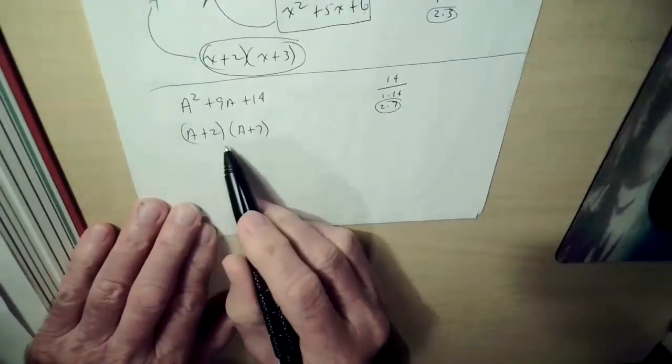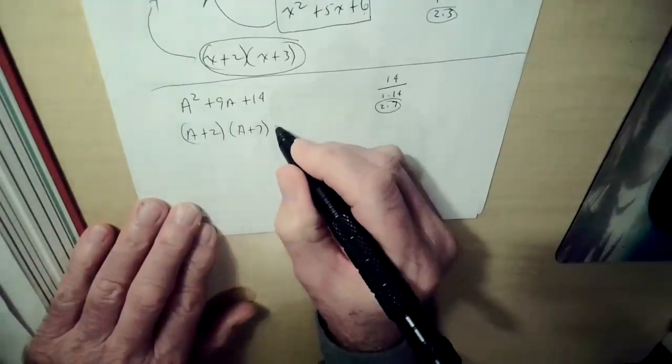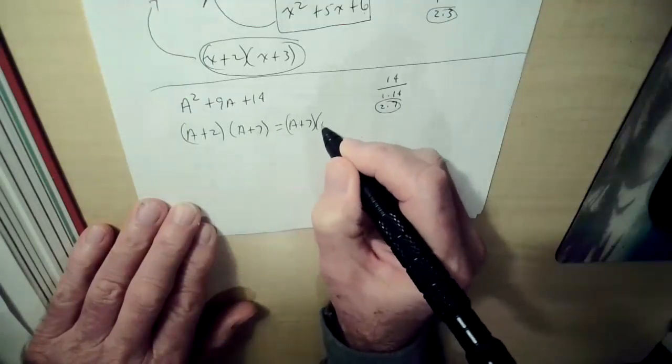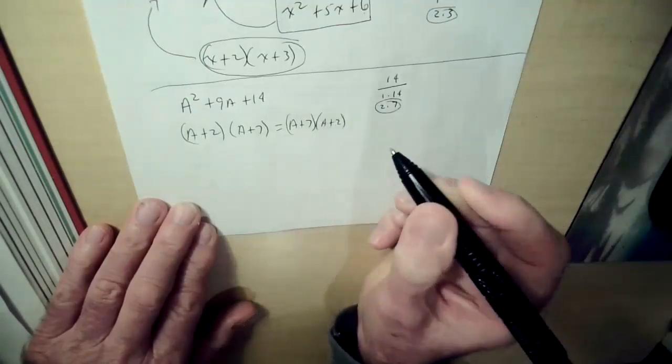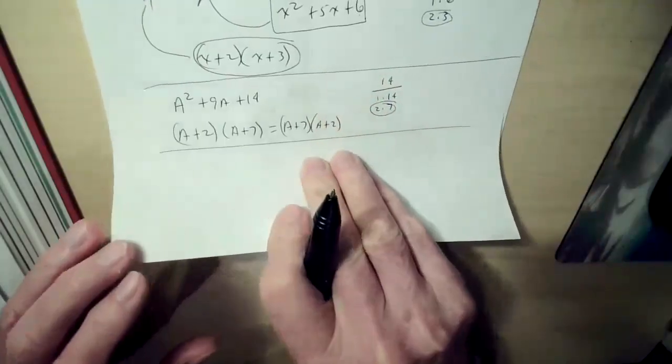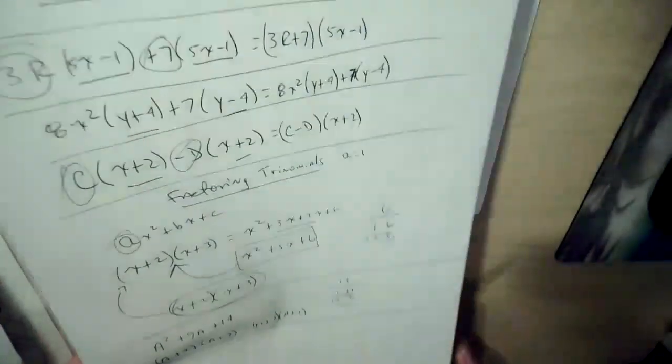So it's going to be a plus 2 times a plus 7. And it doesn't make any difference which one's first. It can also be a plus 7 times a plus 2. Doesn't make any difference.